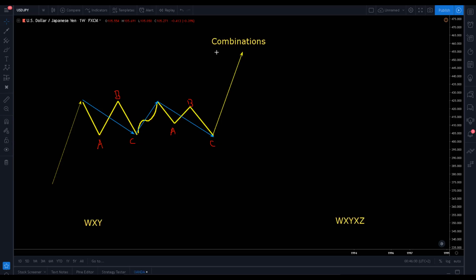And then when you're making your count, you're going to say the entire flat correction is W. Okay, the joint is X, and then the zigzag is Y. This is how your WXY comes about. So for your WXYXZ, it simply means you get one more correction after these two.